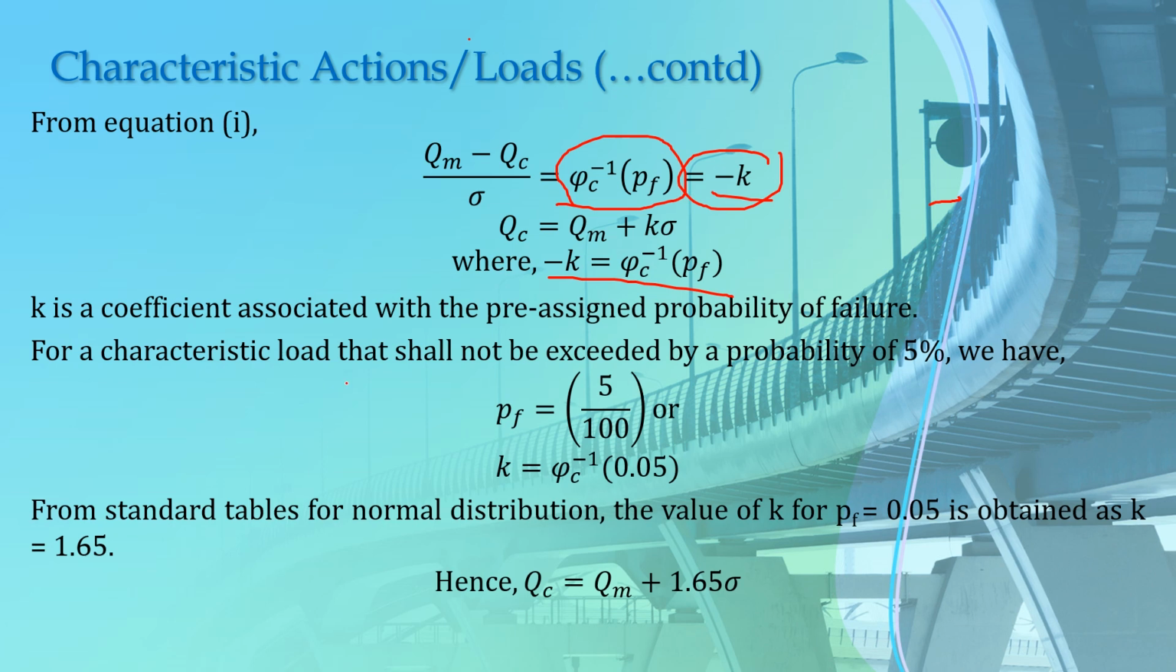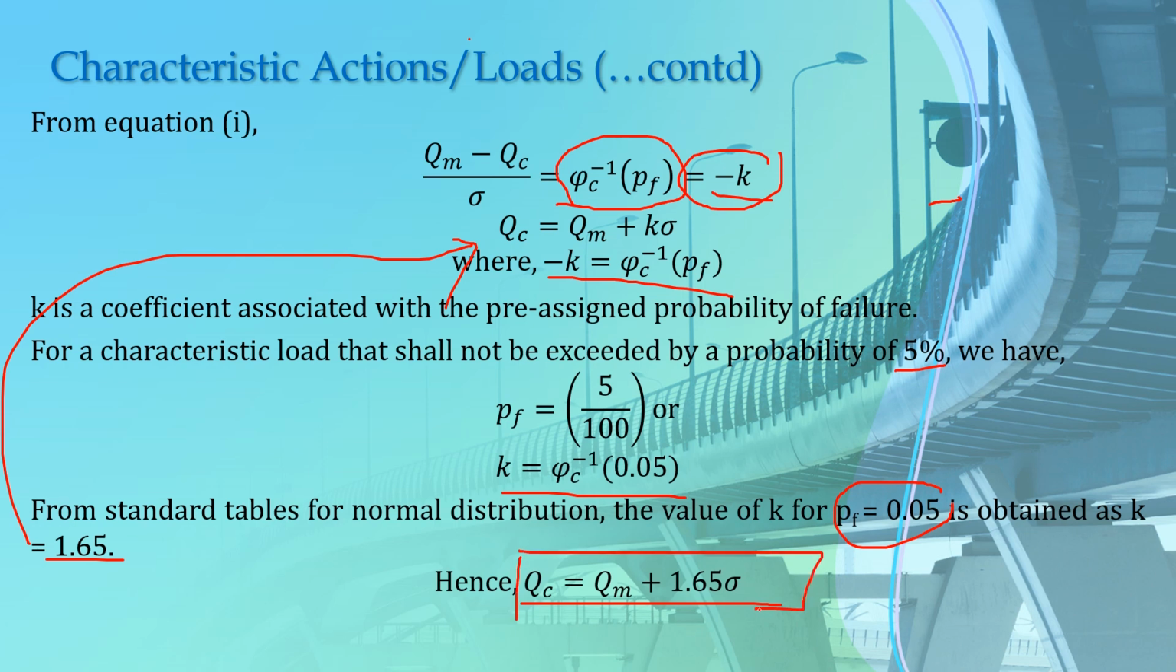Now we know that for a characteristic load that shall not be exceeded by a probability of 5%, Pf means 5 by 100, and the k value is given by phi c inverse 0.05. So if you look at any standard table for this value of k, for Pf 0.05, the value of k is obtained as 1.65. So if you substitute the value of k here, you can get the value of characteristic load, which is given as the mean load plus 1.65 times the standard deviation.